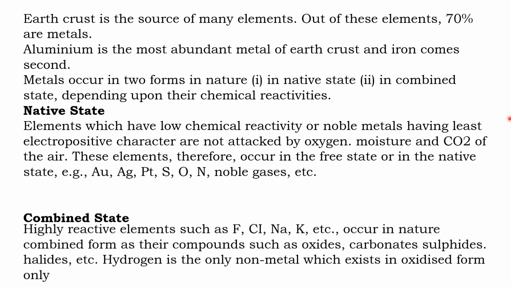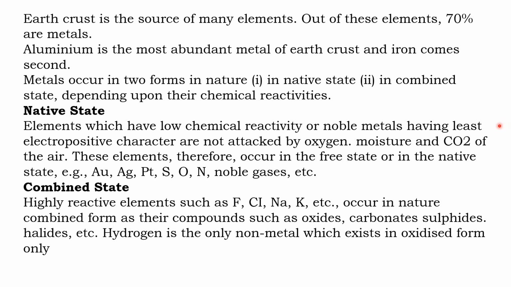But the majority of the elements in the earth crust exist in the combined state. That means these elements are highly reactive and they easily combine with oxygen, halogens and other elements to form their corresponding oxides, carbonates, sulphides, etc. That means they remain as compounds rather than in the native form.